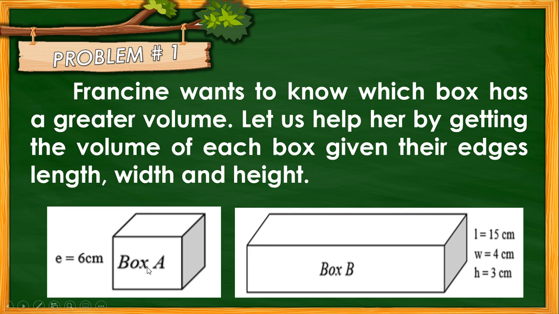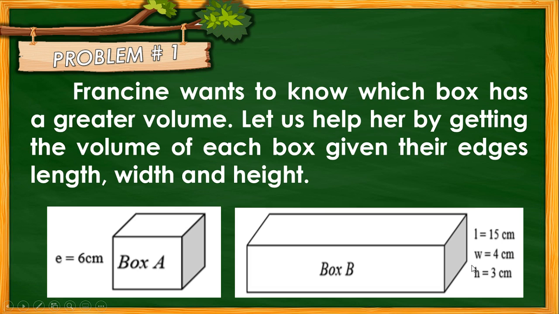So this would be box letter A. We have the edge of 6 centimeter. If this edge is the value of the height, this would be 6, this would be 6 also, and this would be 6 also, because a cube has all sides equal. Then box letter B would be a rectangular prism. So the length is 15 centimeter, the width is 4 centimeter, and the height is 3 centimeter.